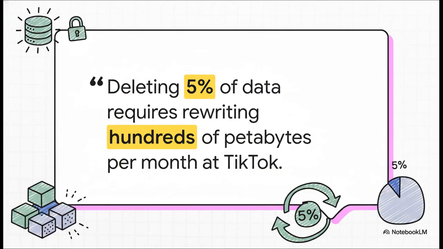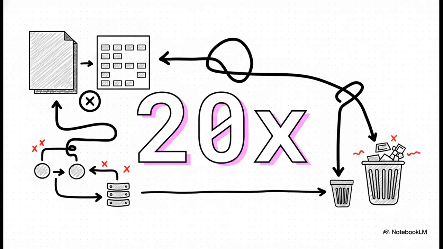Okay, challenge number 1, data privacy. You've heard of things like GDPR, right? The right to be forgotten. It means if you ask a company to delete your data, they have to actually delete it. Sounds simple, but for these column-based formats, it's a nightmare. This quote from the ByteDance team just says it all. Deleting just 5% of their data to stay compliant means they have to rewrite hundreds of petabytes of data every single month. It's insane.